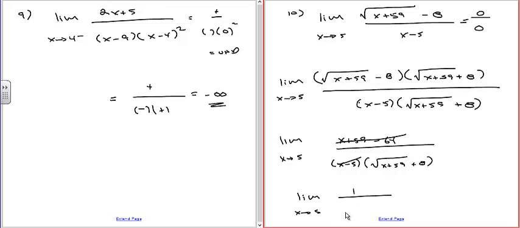You get 1 over the square root of x plus 59 plus 8, which is 1 over 16. Because this will be square root of 64, which is 8. 8 plus 8 is 16.